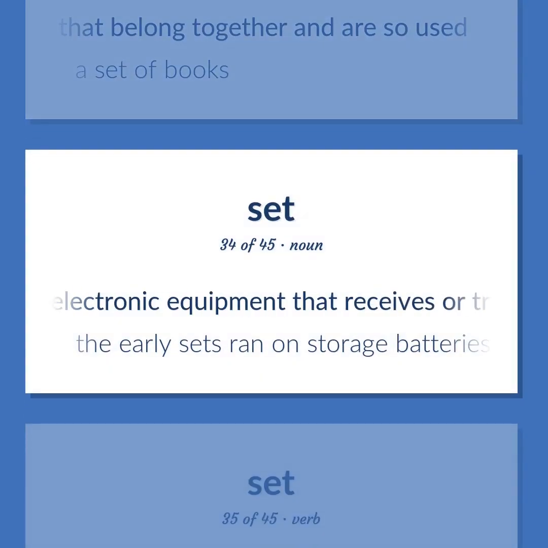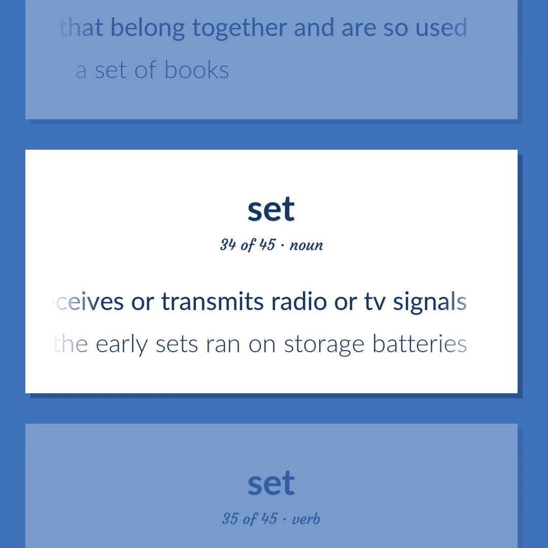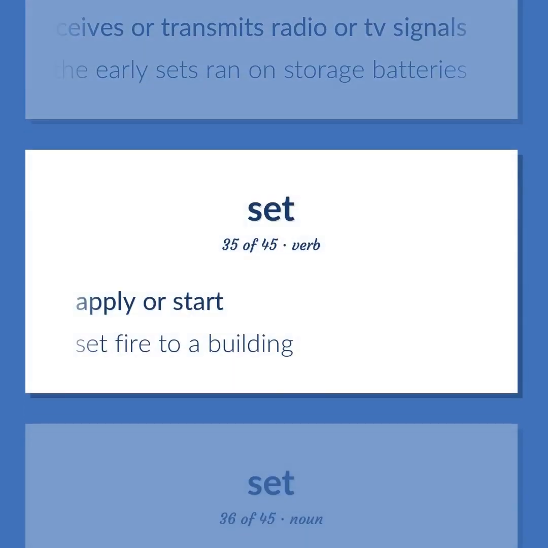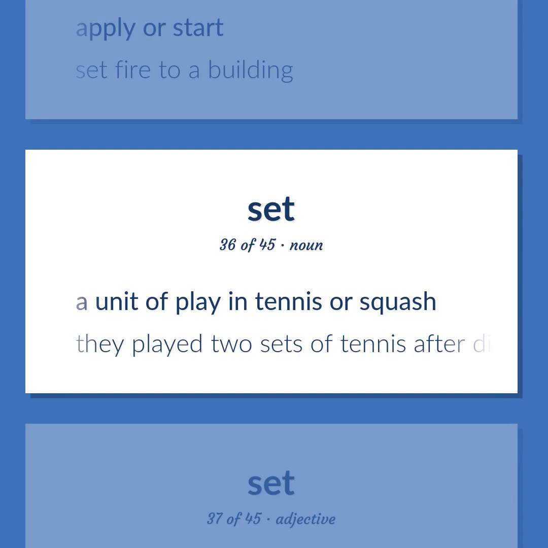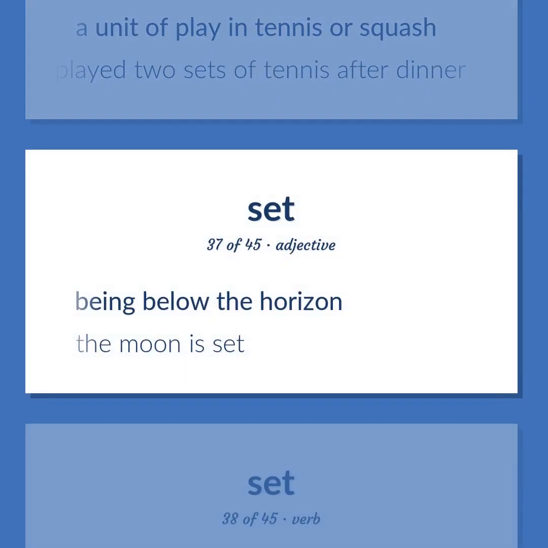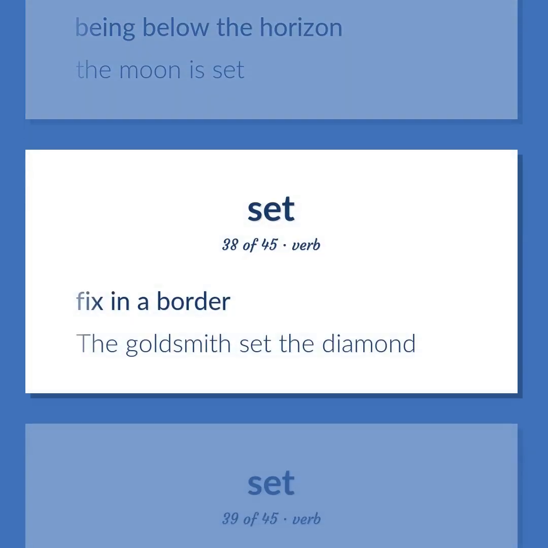Any electronic equipment that receives or transmits radio or TV signals. The early sets ran on storage batteries. Apply or start. Set fire to a building. A unit of play in tennis or squash. They played 2 sets of tennis after dinner. Being below the horizon. The moon is set. Fix in a border. The goldsmith set the diamond.